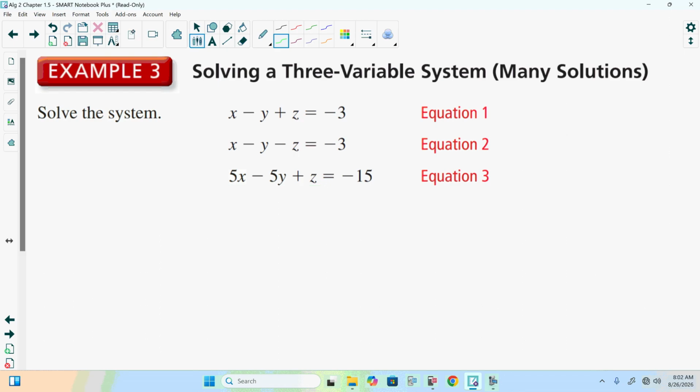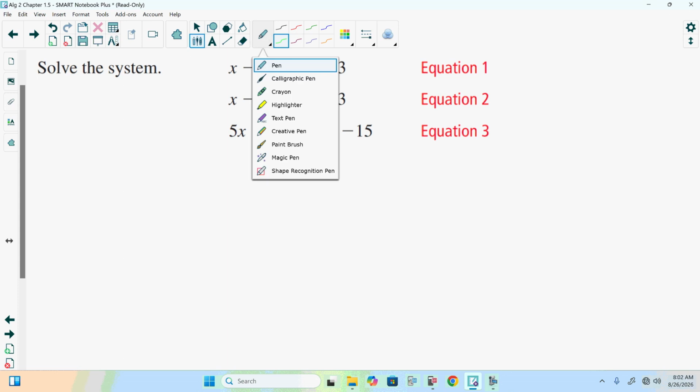Which one do we want to eliminate? X, y, or z? X or z. So we pick z as the variable we're going to eliminate first.